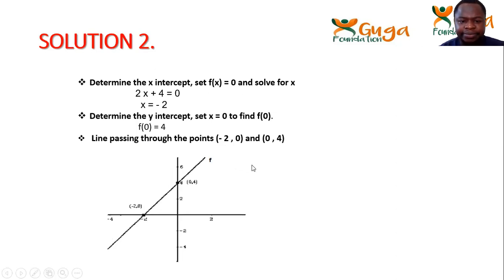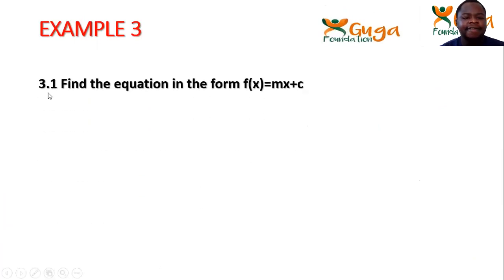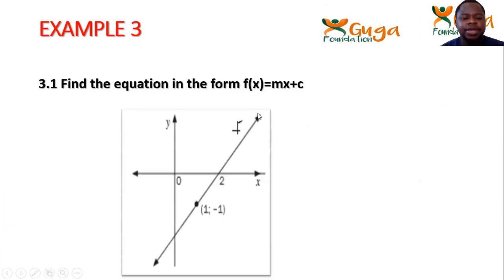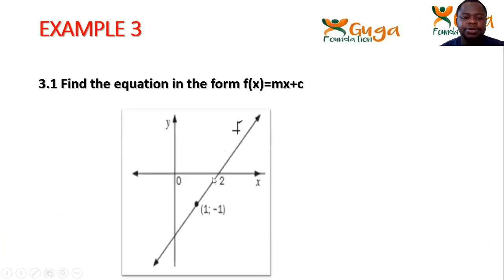Okay, guys, so now let's look at example number 3. Find the equation in the form of f of x is equal to mx plus c. So here you are given a graph, but you have to come back with a function, right? So here you are given 2 points on the straight line.